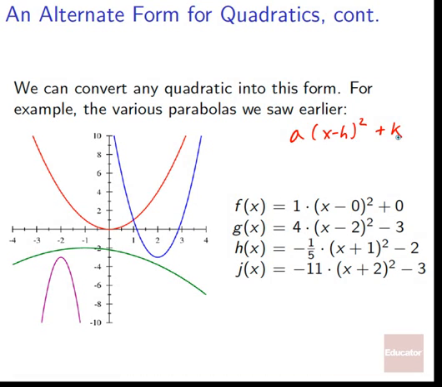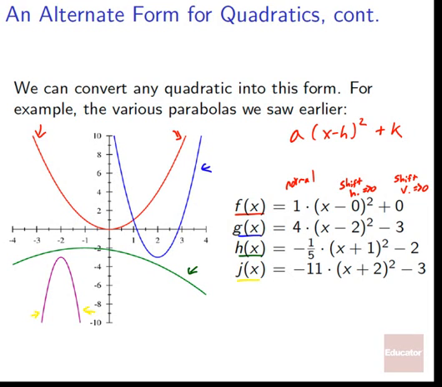For example, take all the various parabolas we saw earlier: f of x is the one in red, g of x is the one in blue, h of x is the one in green, and j of x is the one in purple that I confusingly am using yellow to highlight. Sorry about that. So if we look at this, 1 times x minus 0 squared plus 0. This means a horizontal shift of 0, a vertical shift of 0, and it is non-stretched, a normal-looking parabola. And that's exactly what we've got right here with our red parabola.